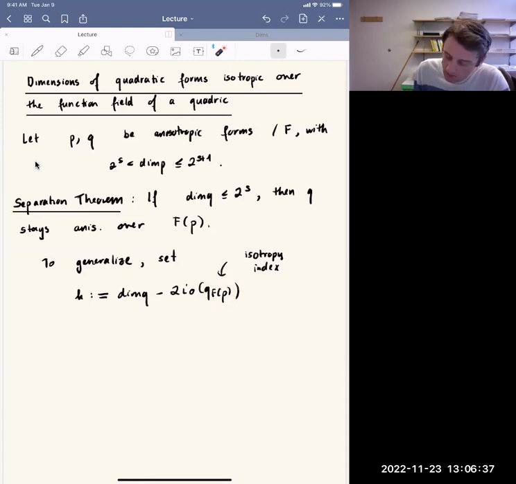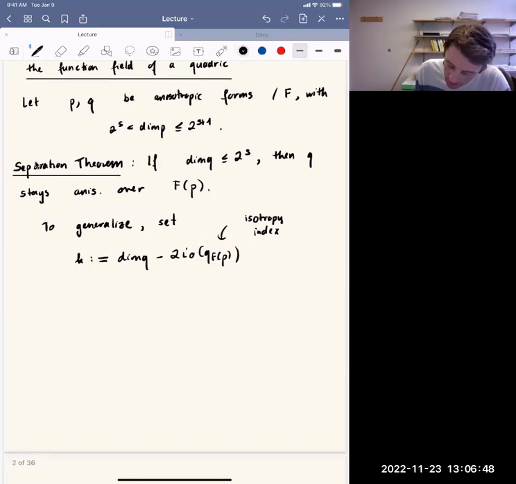But the point remains that when this number is large, so when you have a lot of isotropy, the number k is small. And we're primarily interested here in the case where k is small, so there's a lot of isotropy. So the question we want to address here is specifically the following.